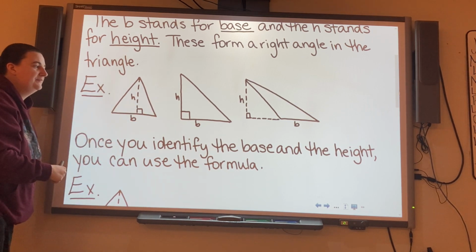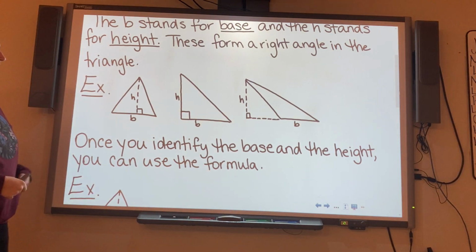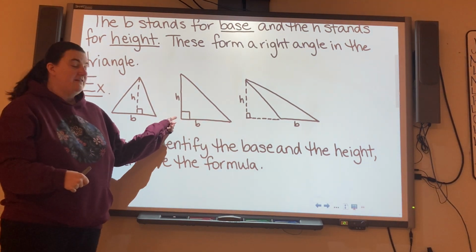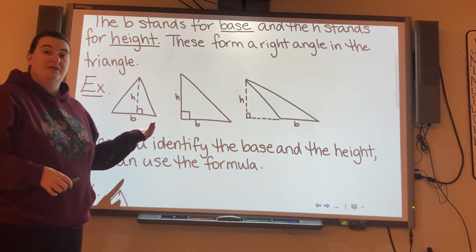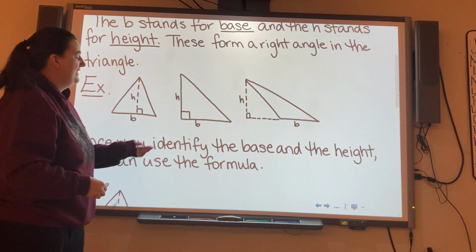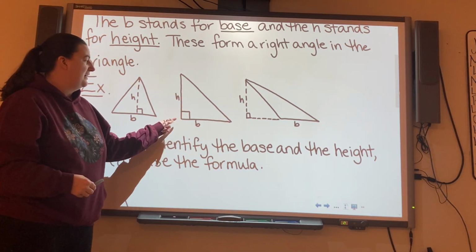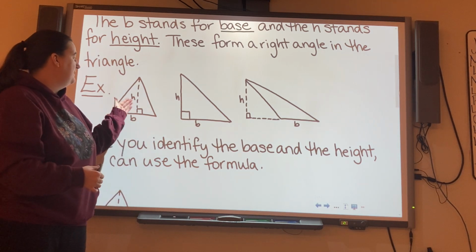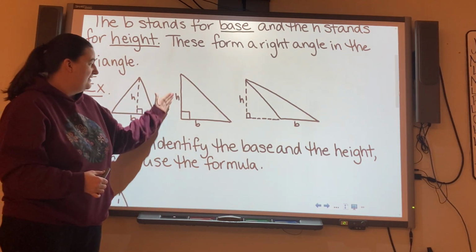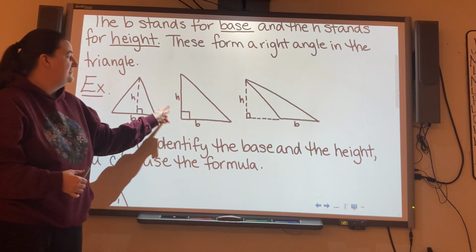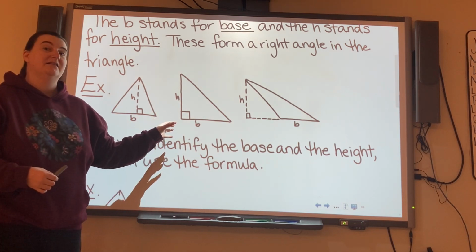There are some triangles, however, that already have a right angle. Those are called right triangles because they have a right angle. So here's my right angle, and so I don't need a dotted line. The height and the base are already there because they make a right angle together.